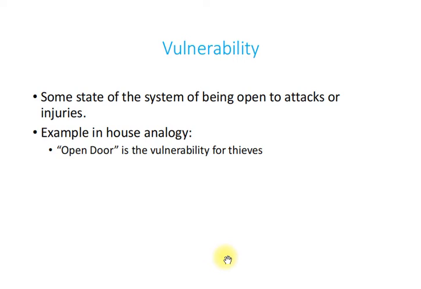Vulnerability: some state of a system of being open to attacks or injuries. It's a weakness that is there in the system. That state of being open or weak to attacks and injuries is what we call vulnerability. Example, in a house analogy, an open door is a vulnerability for thieves to enter. So even a computer system is vulnerable in some ways.